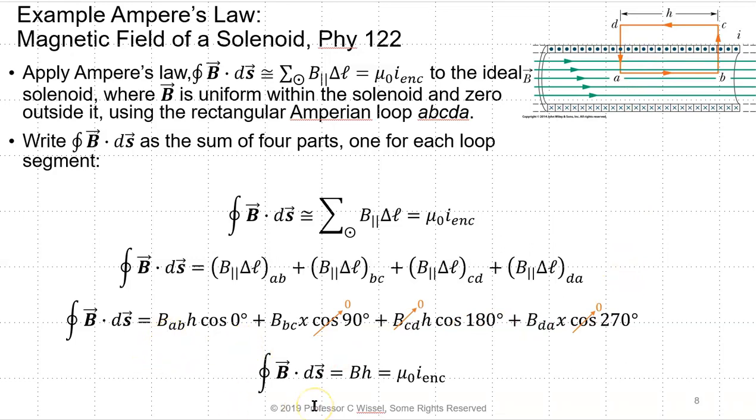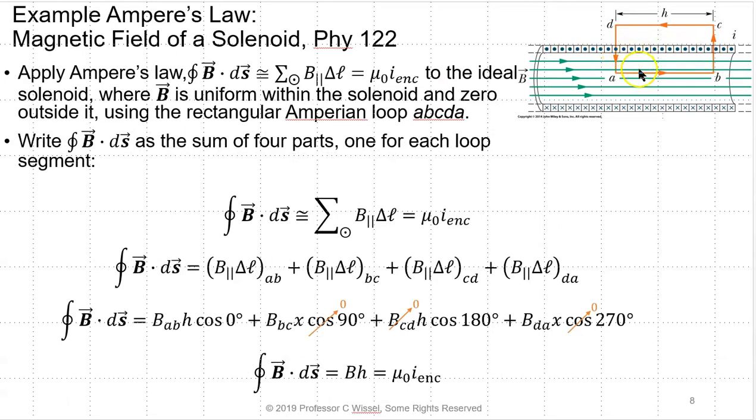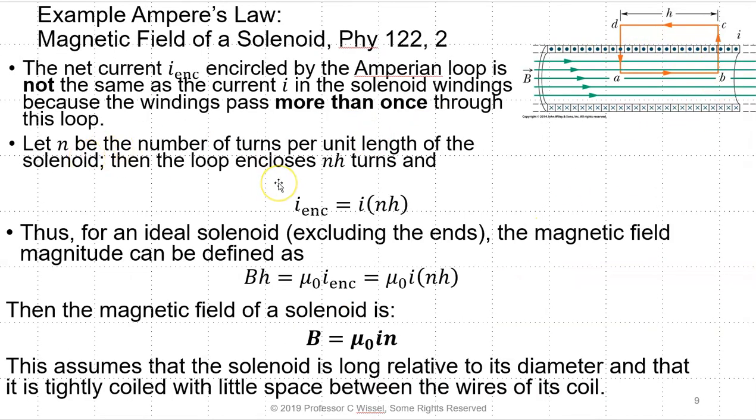So the integral of B dot ds, or the summation of B dot ds, equals B times h, and that equals mu naught I enclosed. The net current encircled by the Amperian loop is not the same as the current I in the solenoid windings, because the windings pass more than once through the loop. Each one of these dots here is a current coming towards you in a winding. We let n be the number of turns per unit length of the solenoid. Then the loop will enclose n times h turns, so I enclosed is I times n times h. The magnetic field magnitude is B times h equals mu naught I enclosed equals mu naught I n h. Then the magnetic field of a solenoid is B equals mu naught I times n.